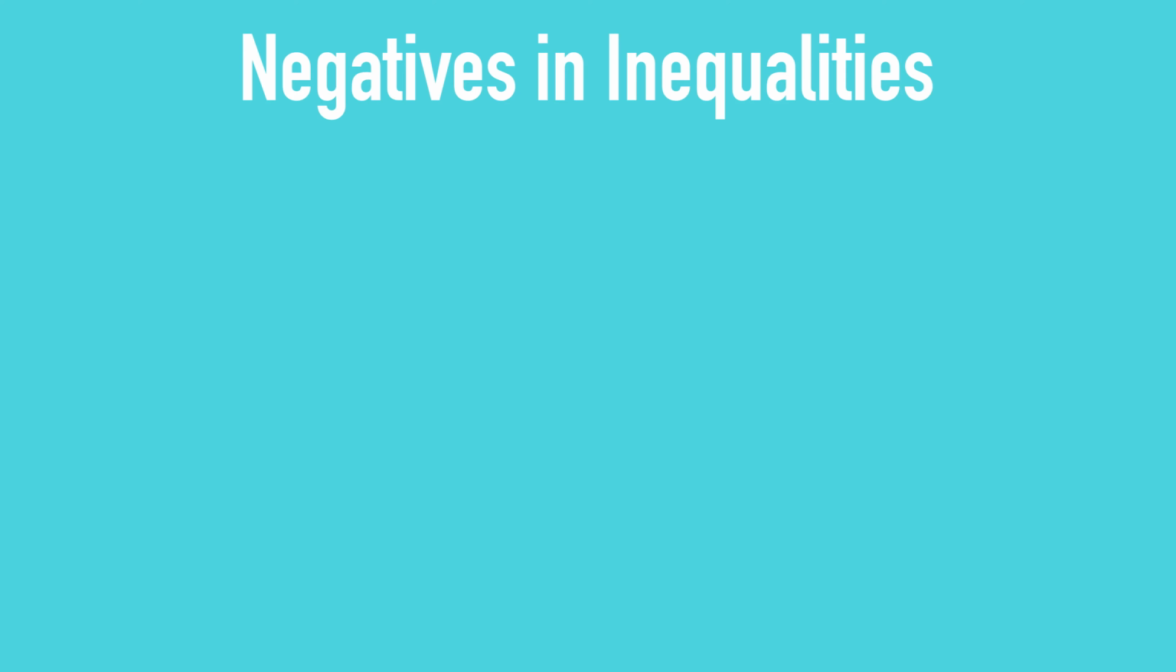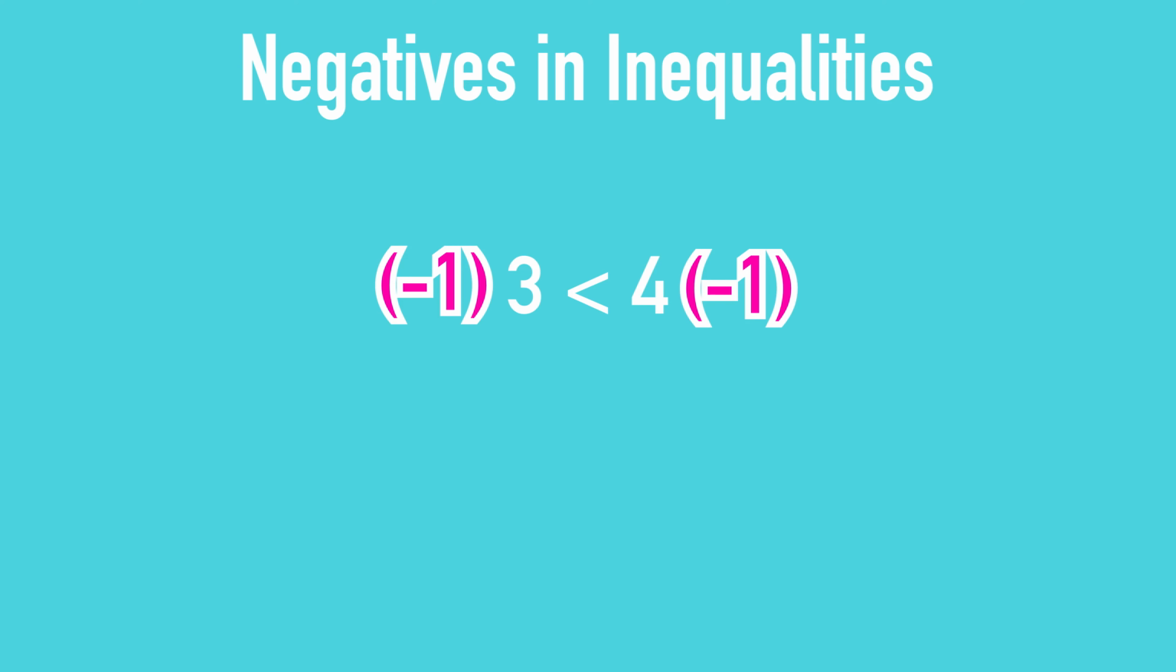The main difference with solving inequalities is that multiplying or dividing by a negative will change the direction of the inequality. Think about the statement, 3 is less than 4. If we multiply both sides by -1, we get -3 and -4, and we know that -3 is greater than -4, so the inequality sign had to flip.